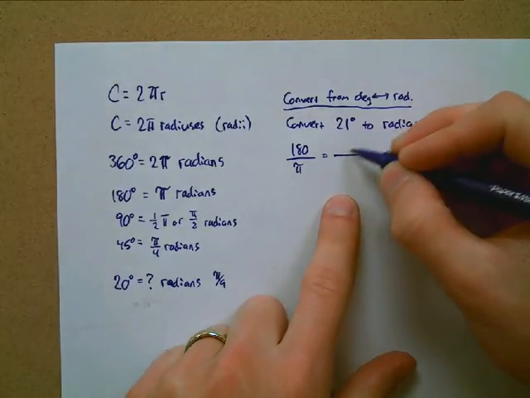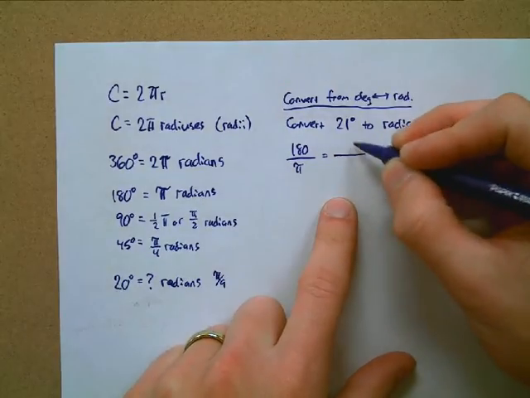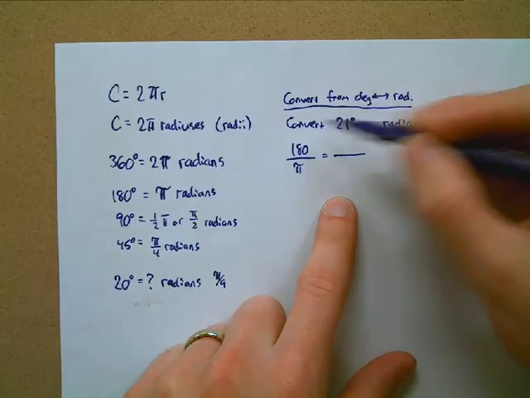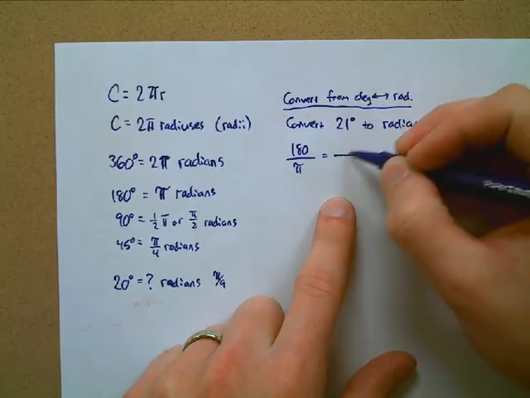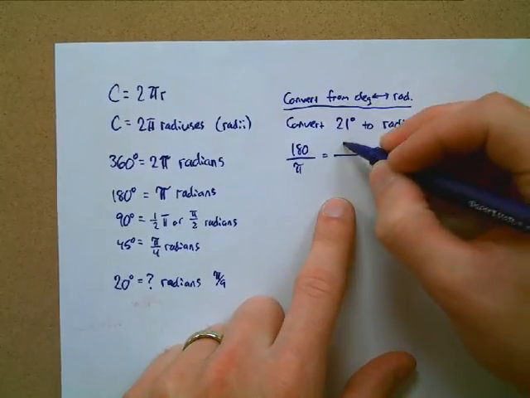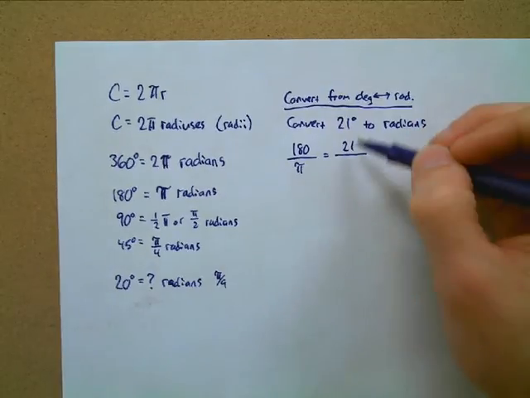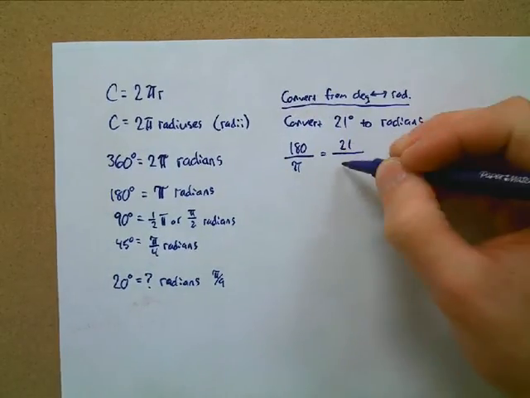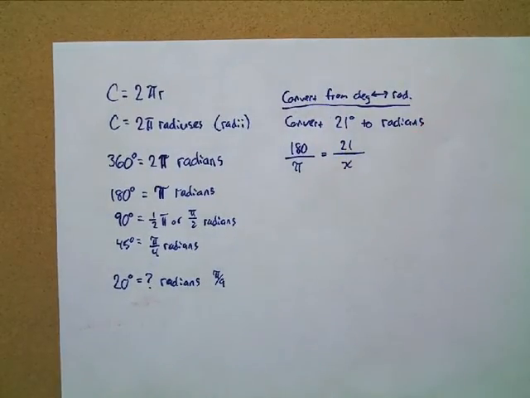If I'm trying to convert 21 degrees to radians, what number is going to go up on top here? 21, because I want to convert 21, which is a measure in degrees, to x, whatever that x value is, radians. Okay, so we're just setting up a proportion here. That's all it is. To convert from degrees to radians, or vice versa, all you have to do is set up a proportion.